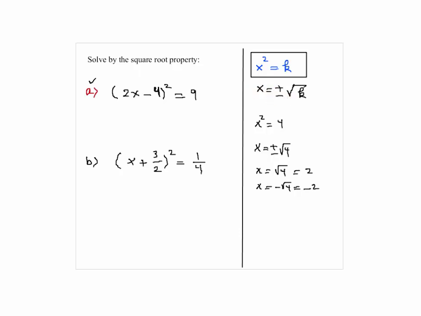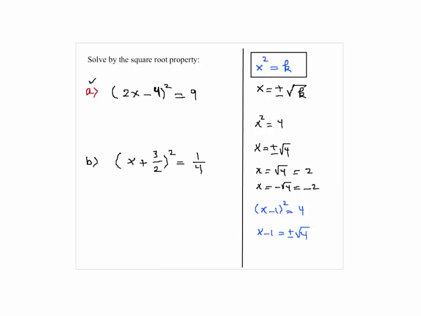So let me give you one more example. Maybe that would make it a little bit more clear. If I have x minus 1 squared is equal to 4, then x minus 1 would be equal to plus and minus radical 4. What we're doing here is we're taking the square root of both sides.